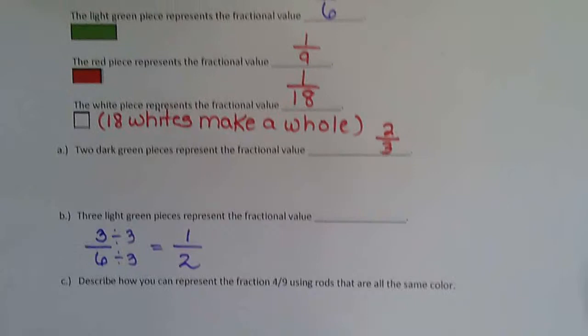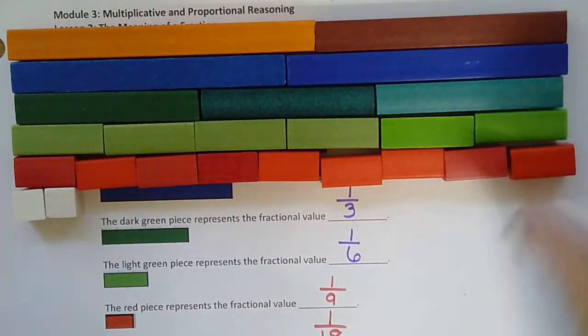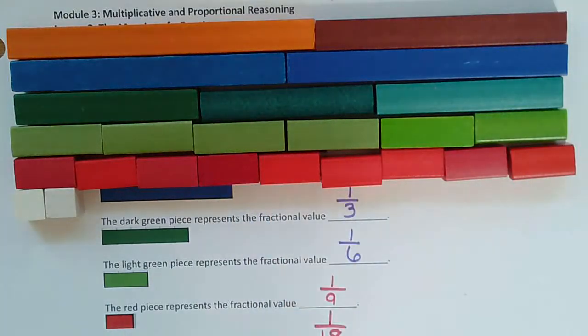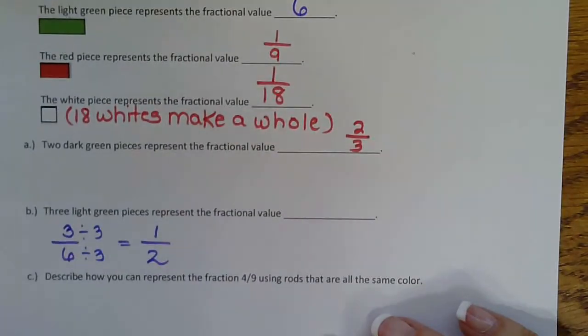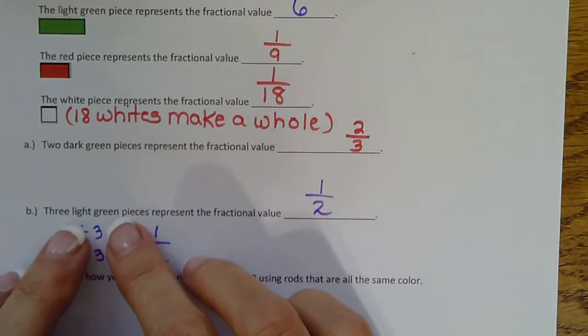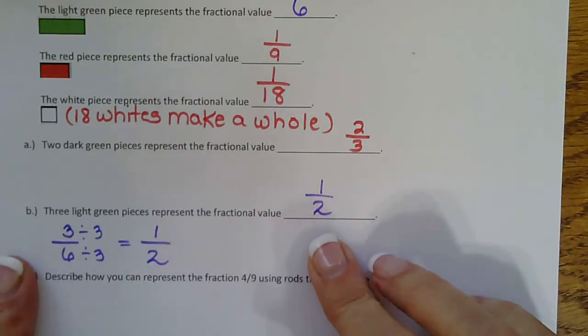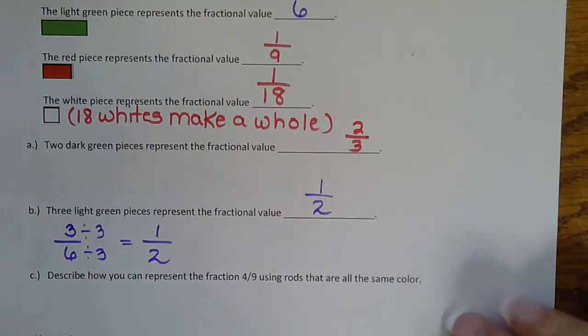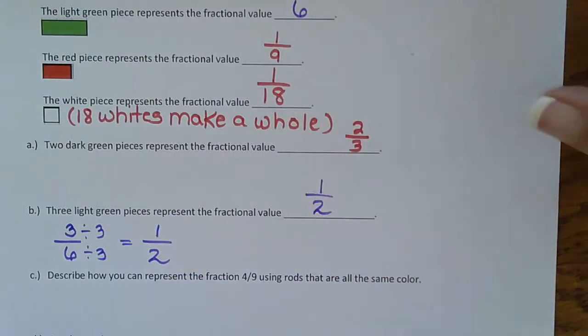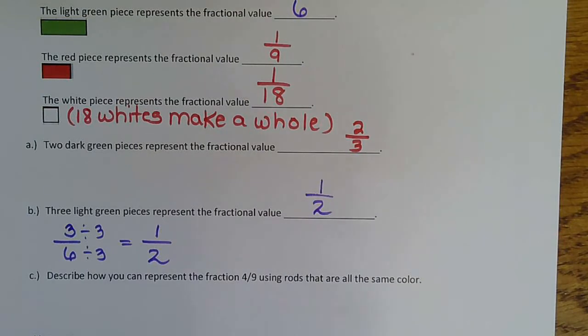3 light green pieces. Isn't that equal to 1/2 the picture? You can see it's equal to the blue. And that's what we had. So 2 different ways to find that answer. So you can look at it and see that 3 light green pieces equal a blue. And we can look above and see the blue's a half. Or you can say 3 light green are 3 out of 6, which make a whole. And that simplifies to 1/2.